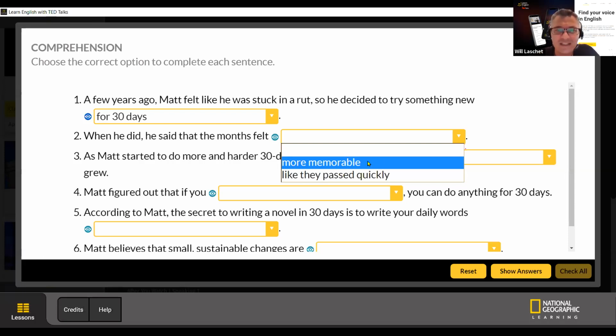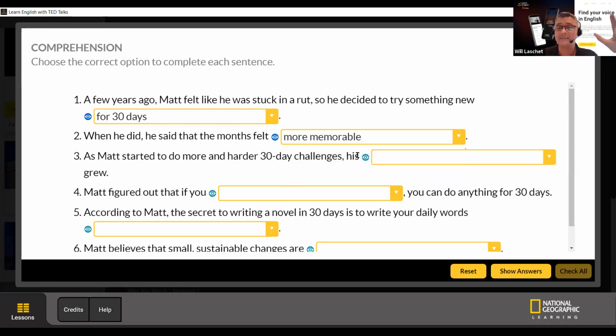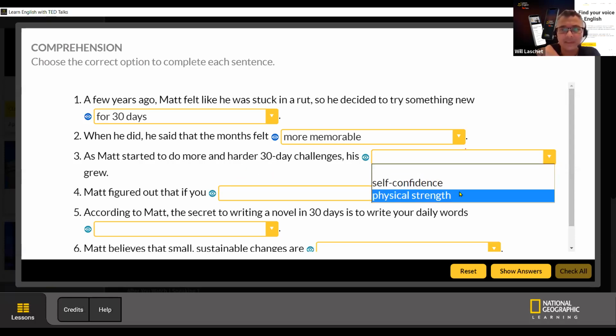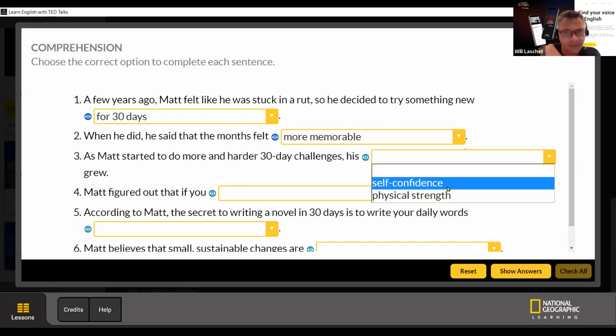But if you did something like he said, one of his projects was taking a photo every day, and he can really remember that as a distinct period in his life. So I think that is maybe an unexpected benefit of doing something like this, that it makes your time more memorable. As Matt started to do more and harder challenges, his something grew. What was it? Was it his strength or his self-confidence?